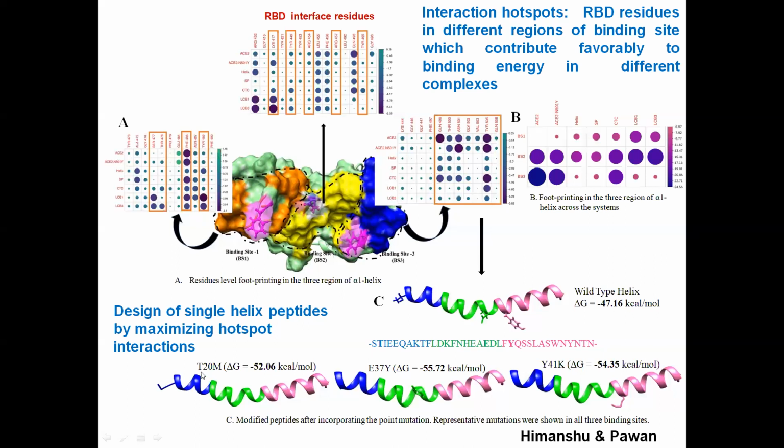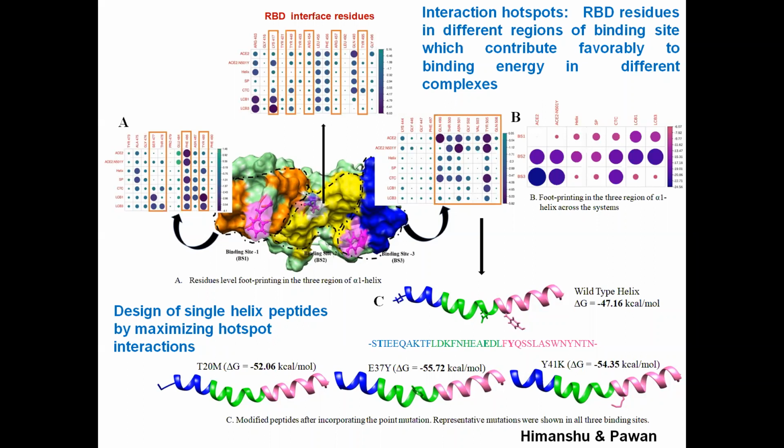So now you can see here, if I made a T22M mutation, I got minus 52. If I made an E37 to Y, I got minus 55, and things like that. So you have been able to change your binding affinity by almost 8 kilocalories by making one mutation. And this data, Himanshu and Pawan have been involved in this work. This we are really getting from the MD simulation and our MMPBSA analysis.